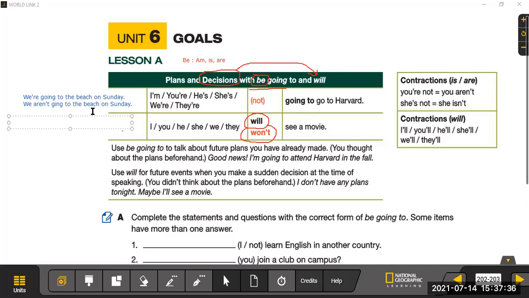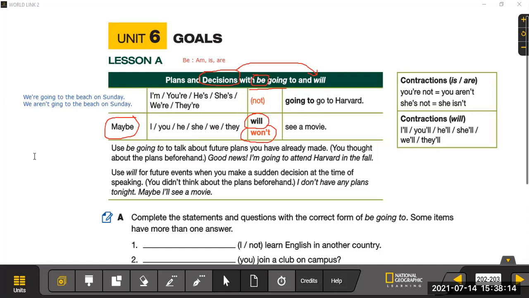Okay, because as you see, they say here, maybe. Maybe it's not something very sure. Maybe I will see a movie. It is not a plan. It is not something that you say is sure. Okay. But if you say you are sure that you're going to the beach because you plan that, so in that case you use going to. When it's a decision, when it's something that is maybe going to happen, you have to use will or won't.